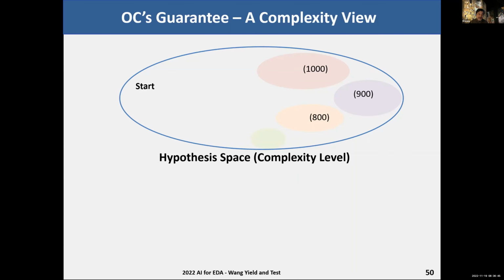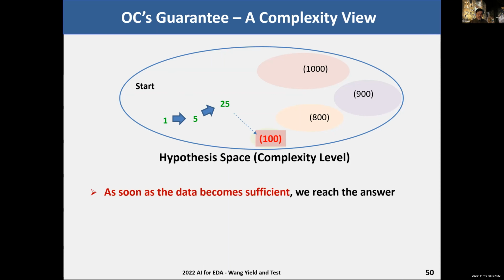Suppose we have a huge hypothesis space, and suppose the space is partitioned into subregions based on their complexity level. Suppose this level is, we can say, from 1 to 1,000, and assume the true answer is at complexity level 100. In the learning process, after we see some initial data, our simplest model has complexity 1, so we set it at 1. After seeing more data, the data forces us to increase our model complexity to level 5. And as more data comes, eventually we are forced to incrementally increase our model complexity and reach the true answer at 100. By following Occam's razor, as soon as the data becomes sufficient, we will reach the true answer. And this path is driven by the data.